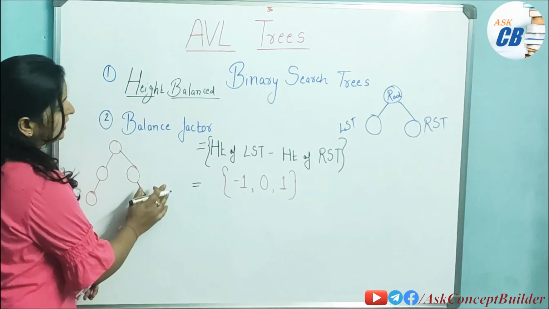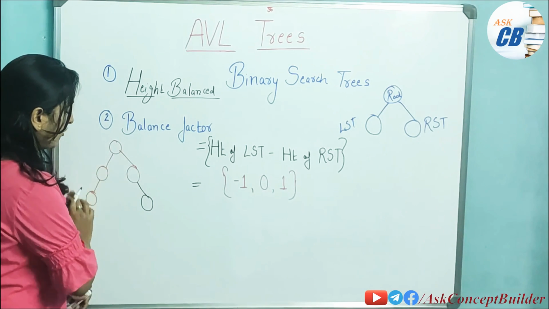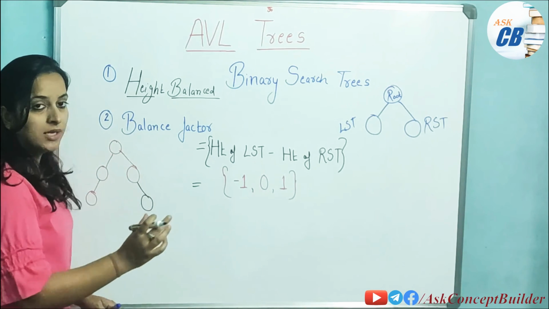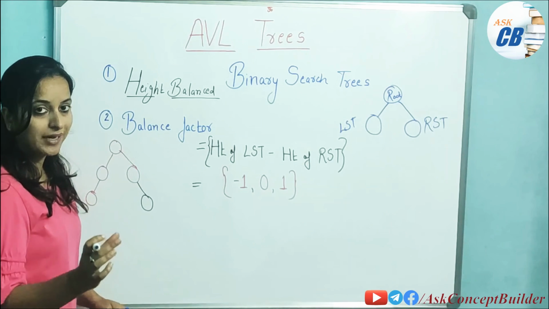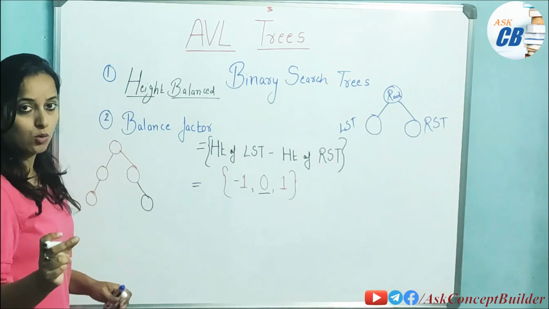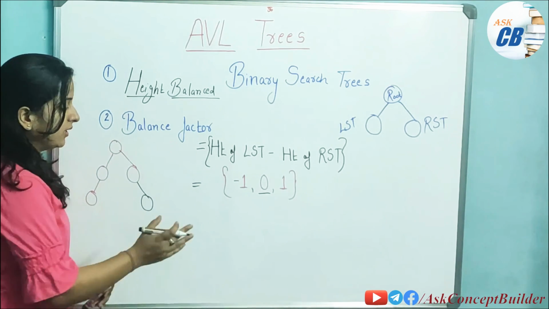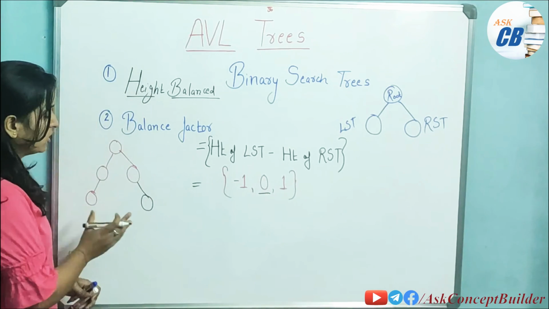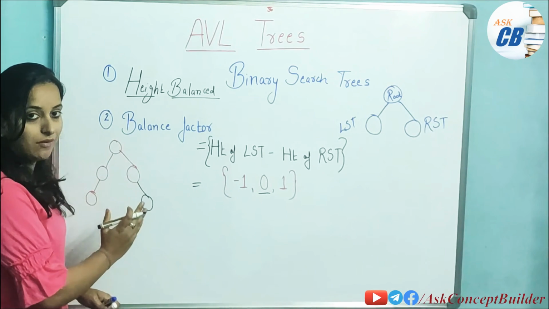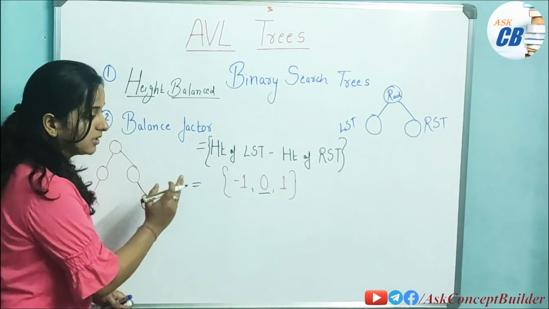And for that, what will the balance factor be? Balance factor is the height of the left subtree minus the height of the right subtree. When both heights are equal, the height of the left subtree minus the height of the right subtree will be 0. Then you will get the balance factor as 0. So when exactly equal, the balance factor is 0, because both are equal heights, so the difference is 0.